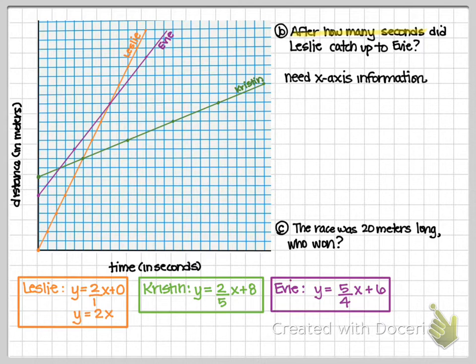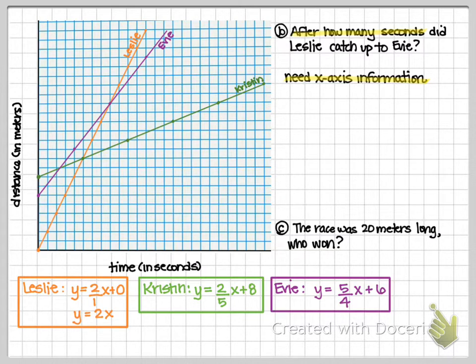Now, let's take a look at what the question says. We want to know when Leslie and Evie were at the same location in the race. So let's take a look at our graph. It's so important for us to make sure that we labeled our graph earlier. We want to find out where Leslie, my orange graph, and Evie, my purple graph, are at the exact same location. So I want to find where their two graphs intersect each other.